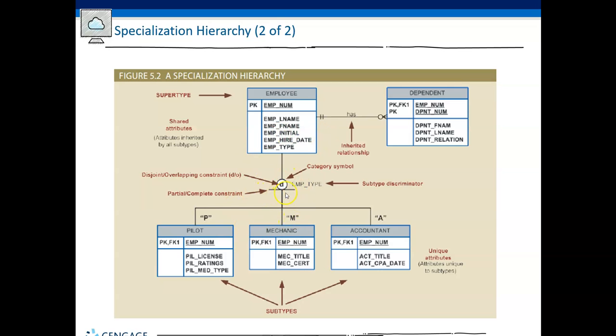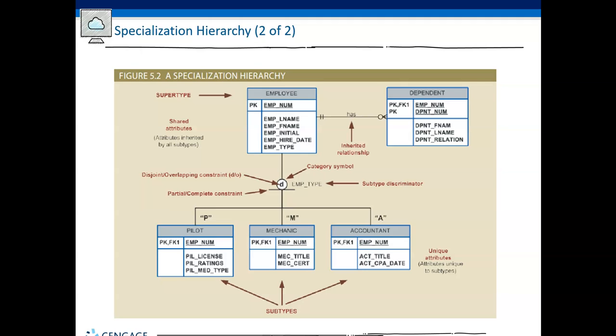Talking about the symbology here a little bit, you'll have a couple different things here. You'll have a D or an O inside the circle, and then you'll have 1 or 2 lines right here where it says partial complete constraint. So this is a partial. This one's partial because it has 1 line. And what this means is that any particular employee in this organization could be just an employee. They could be maybe administrators or something.